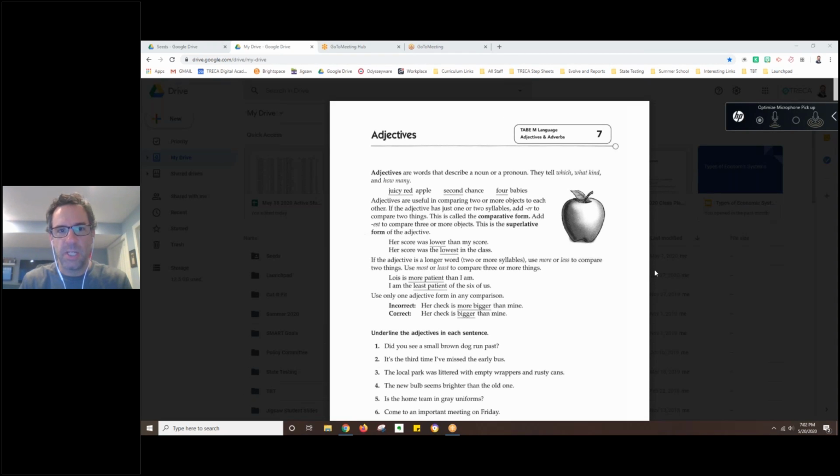I'm one of the tutors here at Seeds, and there was a recording from last week in the middle of May where we went over part of this adjective and adverb worksheet. If you are watching this one, this is the worksheet that we did: adjectives, tab M, language, adjectives and adverbs, and I'm guessing number 7 is the worksheet number.